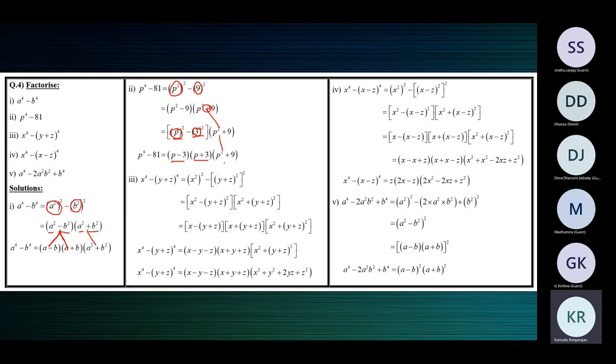So that expression with plus sign cannot be factorized further. P square plus 9 cannot be factorized further. That will come down as it is. The one with the minus sign, that is p square minus 9, can further be written as x square minus y square, which is further expressed as x minus y into x plus y. All right?